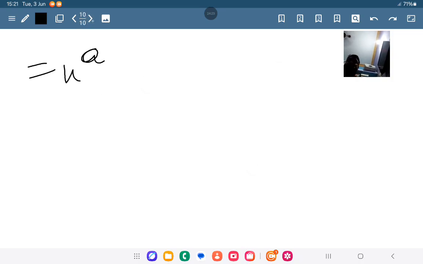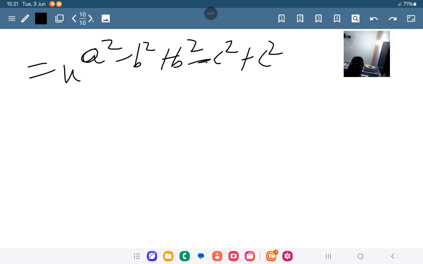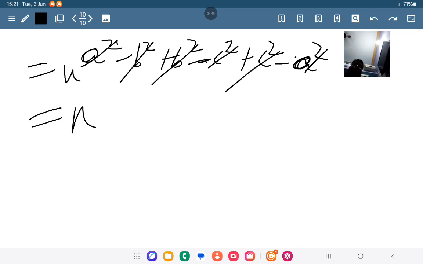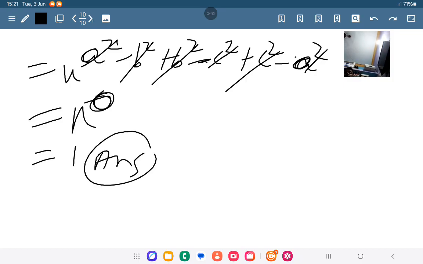x to the power a square minus b square plus b square minus c square plus c square minus a square. So x to the power, just look, plus a square minus a square cancel, minus b square plus b square cancel, minus c square plus c square cancel, x to the power 0, that is equal to 1 is the answer. Something to the power 0 is equal to 1. It's an important one. Just try to solve it. If it's not possible, then ask me. I will definitely clear your doubts.